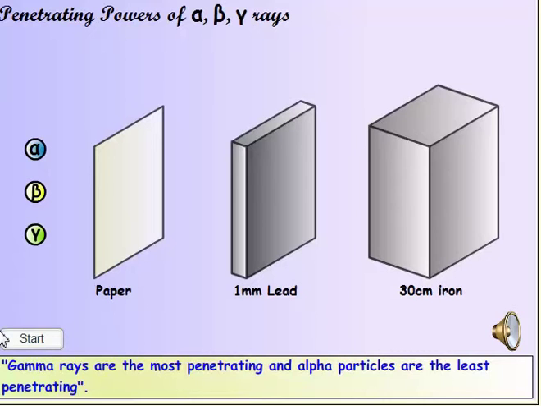Alpha radiation is the weakest and is stopped by a sheet of paper. Beta radiation is stronger and can be stopped by about a 1 millimeter thick piece of lead. Gamma particles have the highest penetrating power and can pass through almost 30 centimeter thick piece of iron.